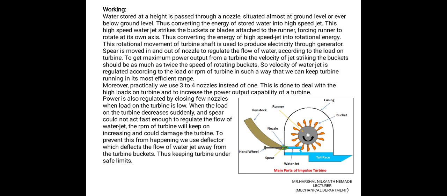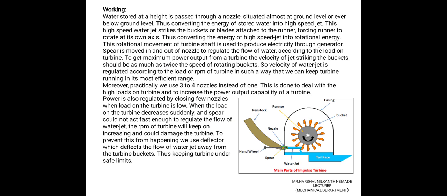So, working: water stored at a height passes through the nozzle situated almost at ground level or even below ground level, thus converting the energy of stored water into a high-speed jet. This high-speed water strikes the buckets or blades attached to the runner, forcing the runner to rotate on its own axis. Thus the energy of the high-speed jet is converted into rotational energy. The rotational movement of the turbine shaft is used to produce electricity through the generator.